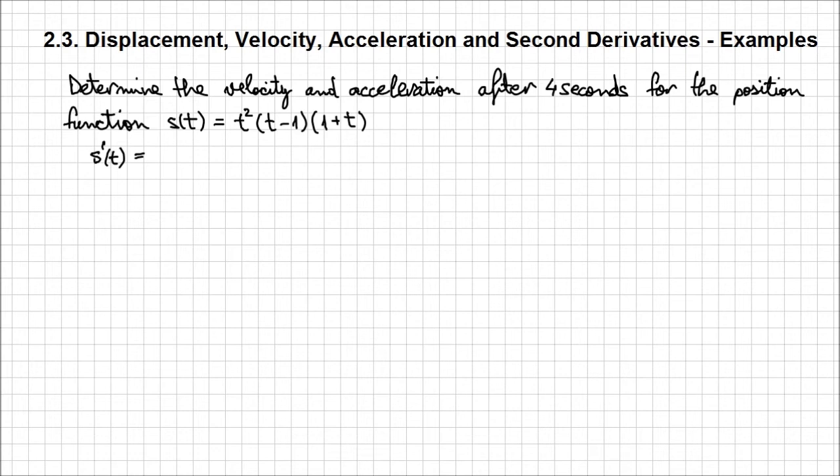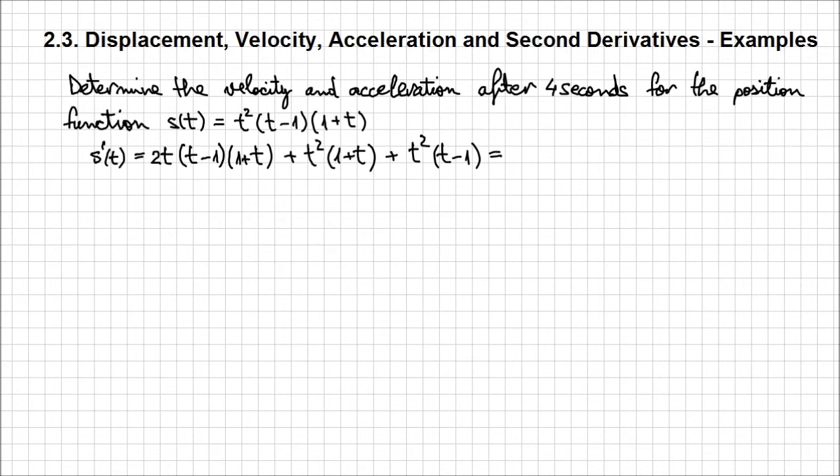And I'm going to differentiate from the beginning because they are simple expressions, right? So the derivative of t squared is going to be 2t times the two other expressions, t minus 1 times 1 plus t, which remain unchanged, plus t squared times the derivative of t minus 1, which is 1, so I'm not going to write anything, times 1 plus t, plus t squared times t minus 1 times the derivative of 1 plus t, which is 1 again. So I'm not going to write anything there anymore.